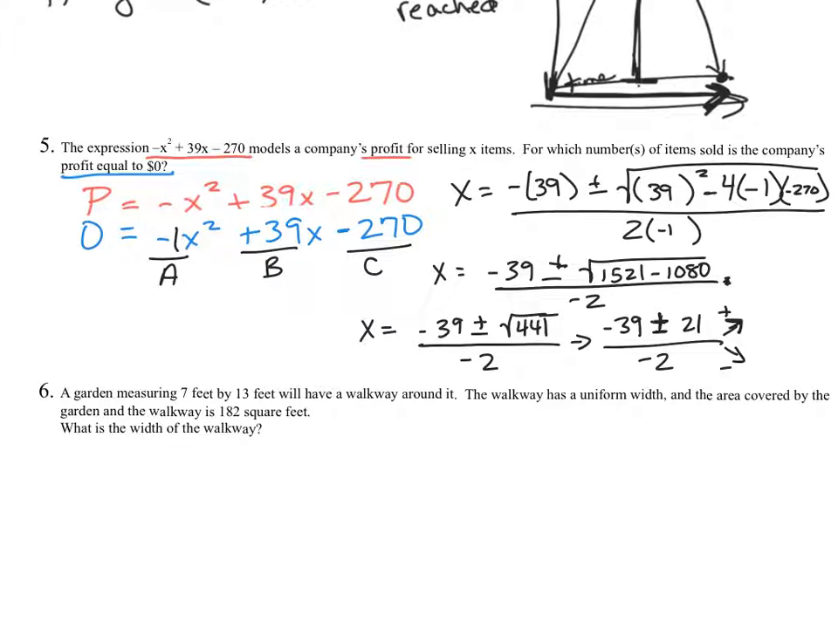Okay, so our positive, negative 39 plus 21 is negative 18 over negative 2, which would be a positive 9. We have negative 39 minus 21, which is negative 60 over negative 2, which is a positive 30. So we still get 9 and 30 either way we go.